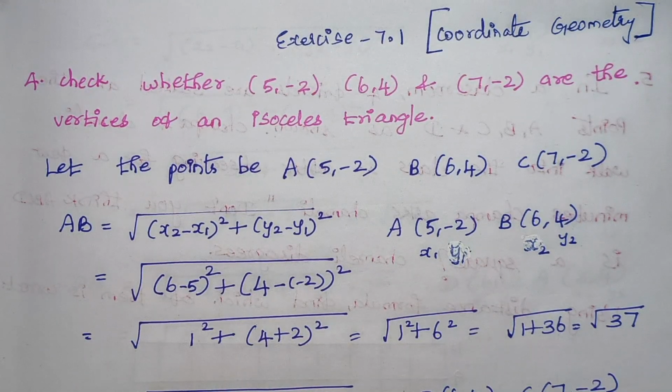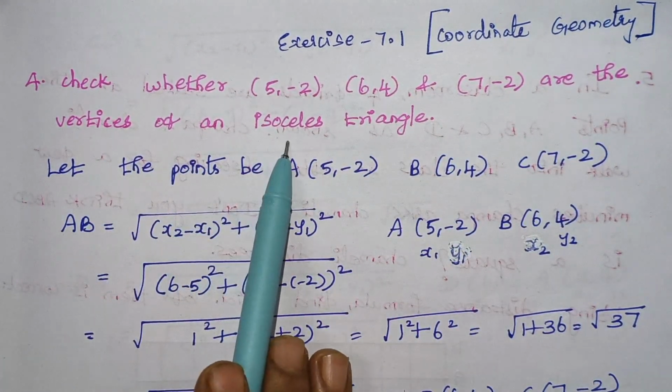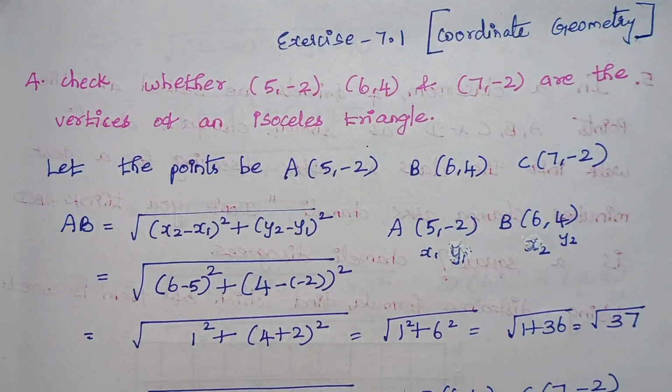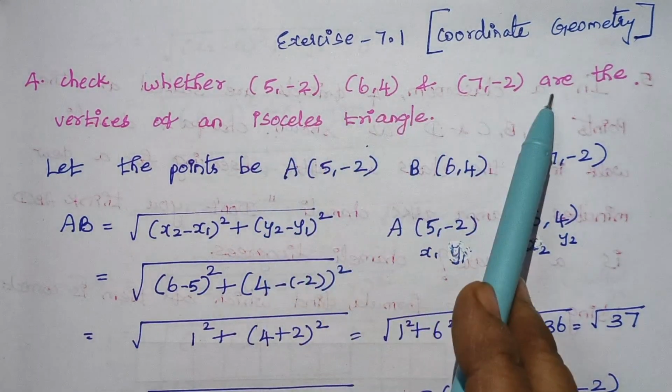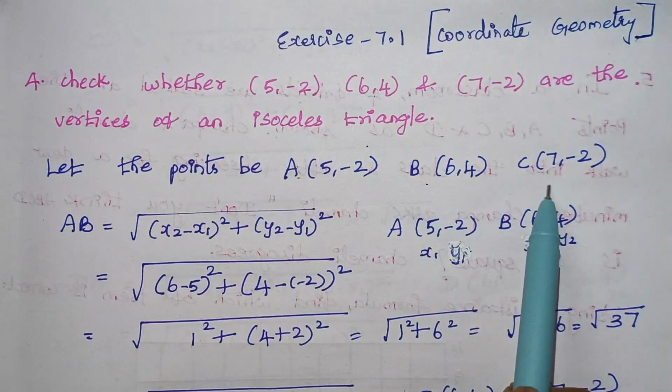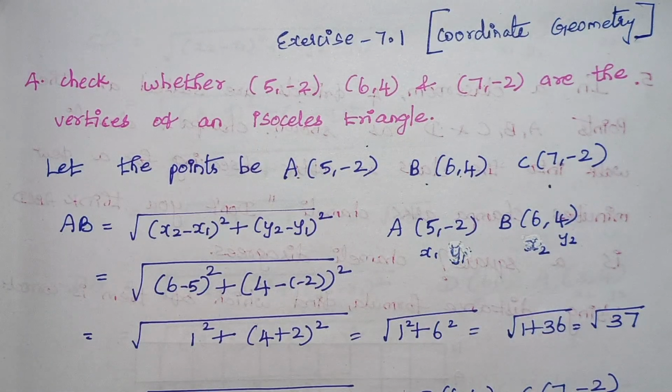Today we are going to solve some more problems in exercise 7.1 in the chapter Coordinate Geometry. So we start with problem number 4. Check whether the points are the vertices of an isosceles triangle. Here 3 points are given, right? First we give names to these 3 points A, B and C. And finally, we have to check whether the given points form an isosceles triangle.